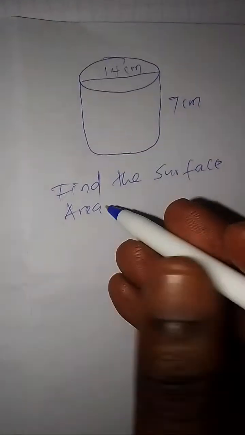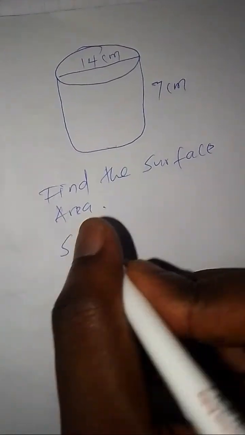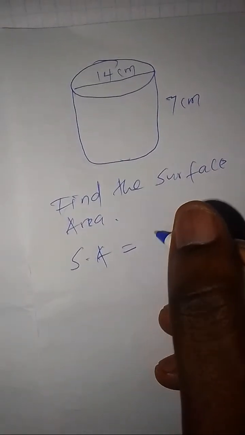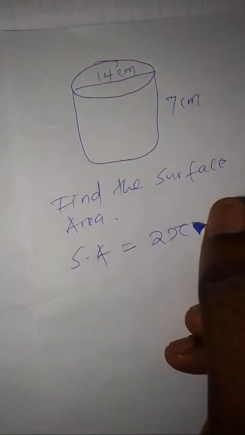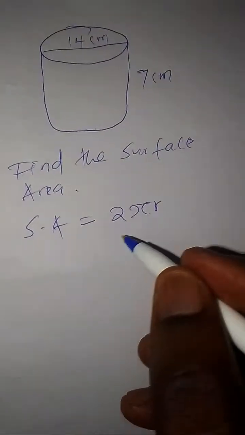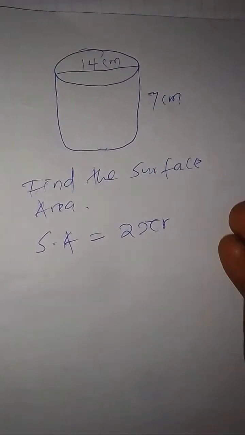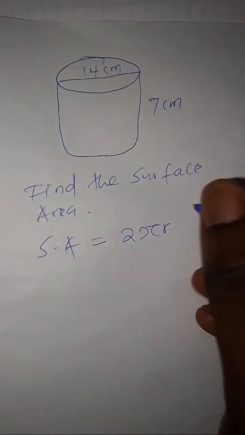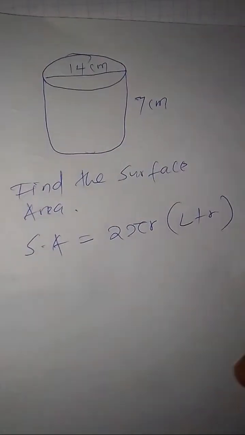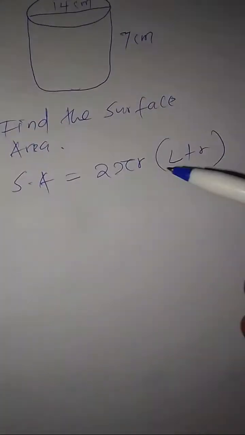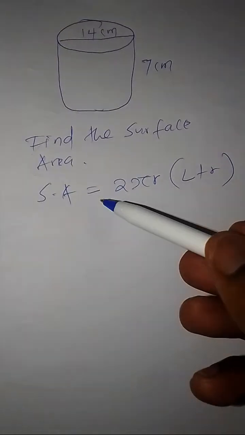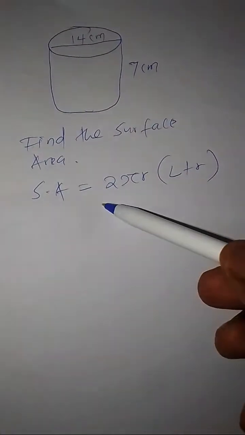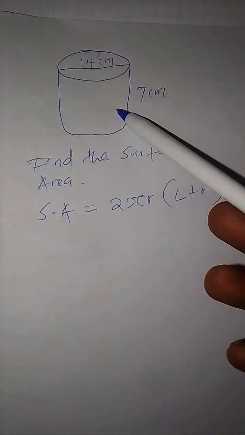Now here is the formula. Surface area is equal to 2 pi r, into bracket L plus r, then you close the bracket. So surface area is equal to 2 pi r into bracket L plus r. That is how we can find the surface area of a cylinder.